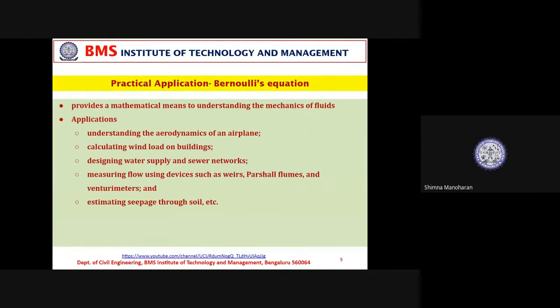The practical application of Bernoulli's equation is that it provides a mathematical means to understand the mechanics of fluids. It ranges from aerodynamics to seepage through soil. So you can understand the aerodynamics of an airplane, calculate wind load on buildings, design water supply and sewer networks, measure flow using devices such as weirs and venturimeters, and estimate seepage through soil. Bernoulli's equation is a standard equation that any civil engineer or mechanical engineer should be aware of.